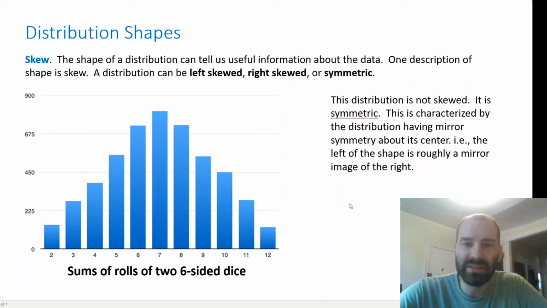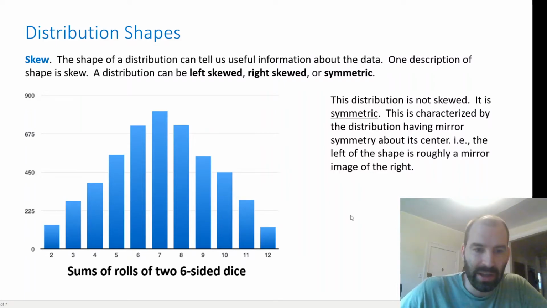And that makes this distribution perfectly symmetric. You can see that the likelihood of getting a 6 is just the same as the likelihood of getting an 8. And the likelihood of getting a 5 is just the same as the likelihood of getting a 9. So we get a perfectly symmetric distribution. It doesn't have a skew one way or the other.